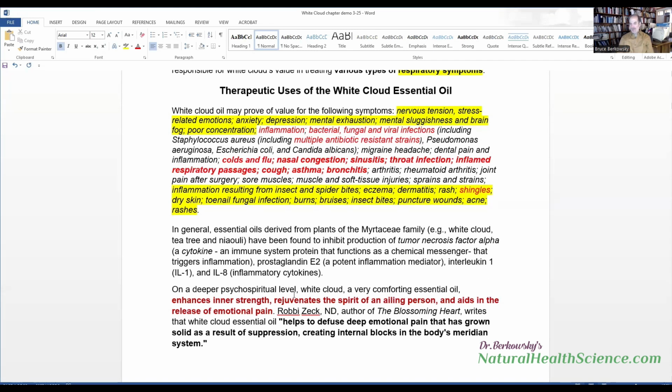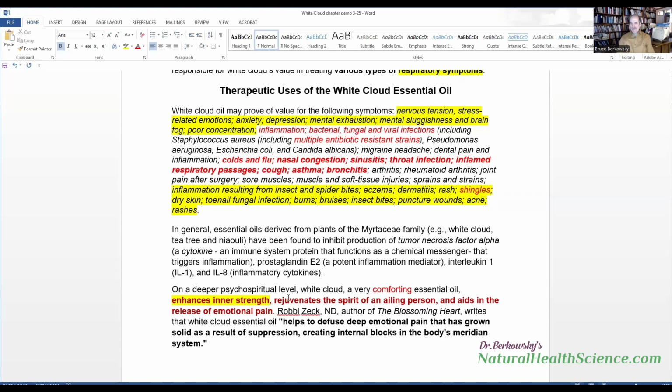On a deeper psychospiritual level, white cloud is very comforting. Comforting would be yin. So it's yin. Despite all this yang quality, it has this yin, and this is the paradox of white cloud essential oil. It enhances inner strength, and this could be yin and yang, because, of course, strength could be very yang, but there's a passive type of strength, a yin chi type of strength, this condensing of the strength, this concentrating of the strength would be yin.